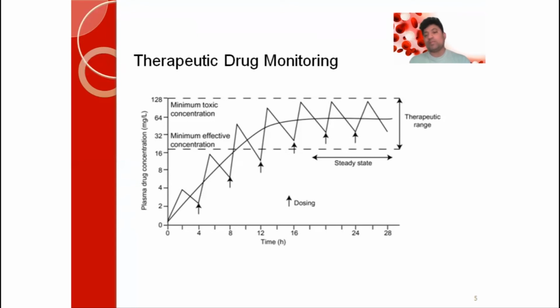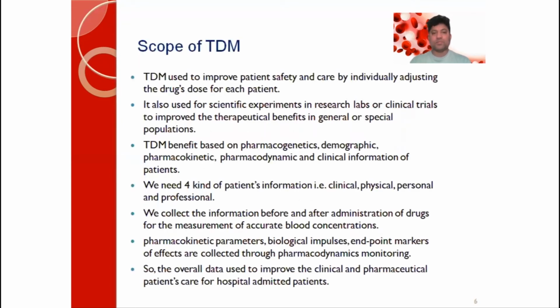So we have to keep the drug inside the patient within the therapeutic range. The therapeutic range is between the minimum toxic concentration and the minimum effective concentration, that we call steady state. This steady state concentration is the more desired concentration to obtain the maximum pharmacological effect in clinical settings or in hospitals. Now we are going to talk a little bit about the scope of TDM.